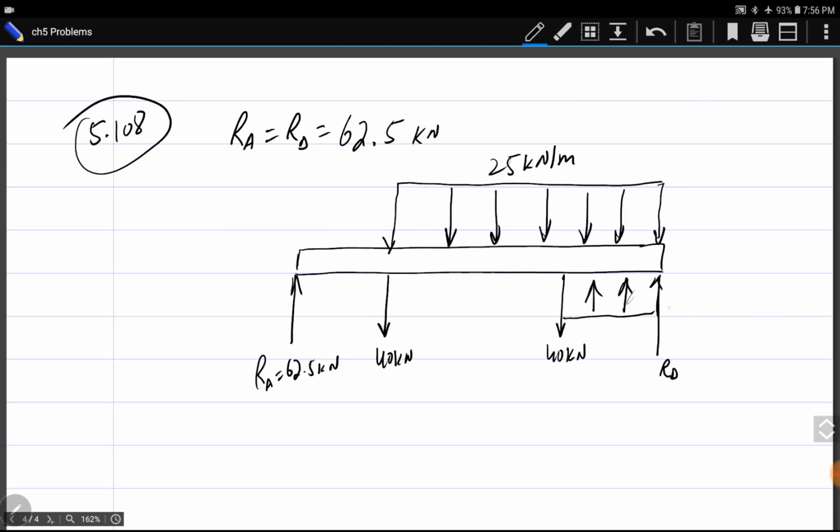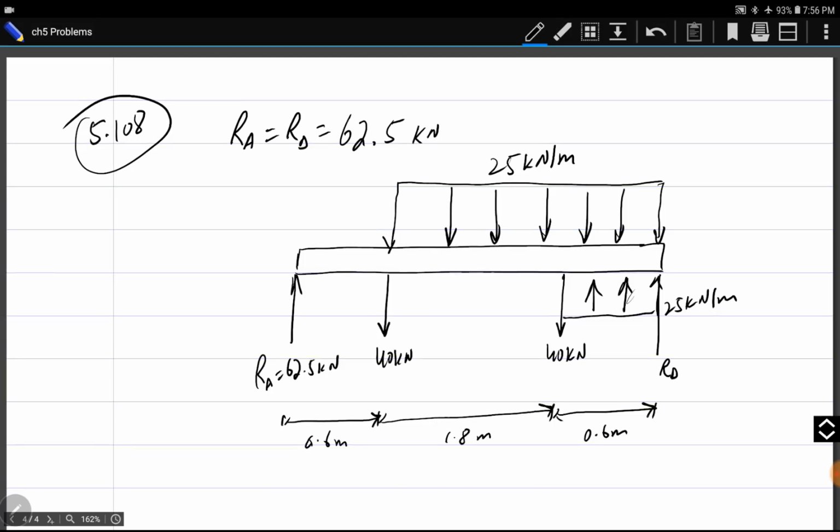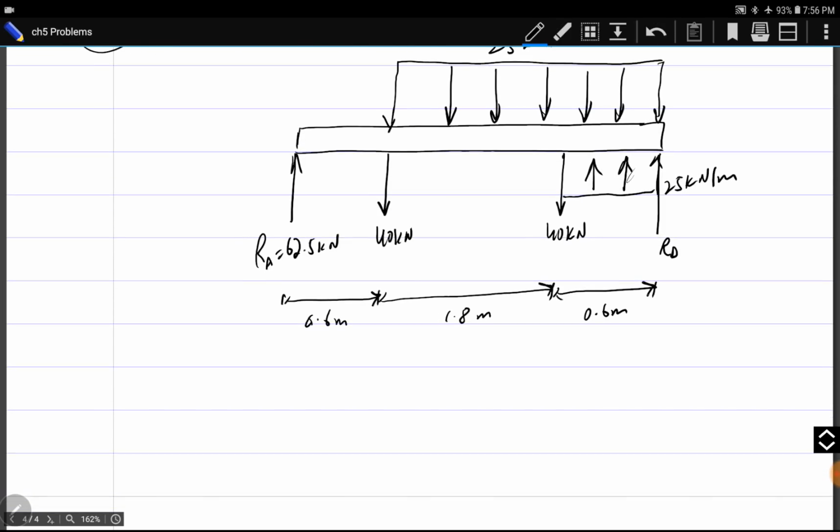Here is RD and here is 25 kilonewton per meter distributed load. Okay, the distances are like this one is 0.6 meter, then 1.8 meters, and then again 0.6 meters. Okay. First we will write shear force function.